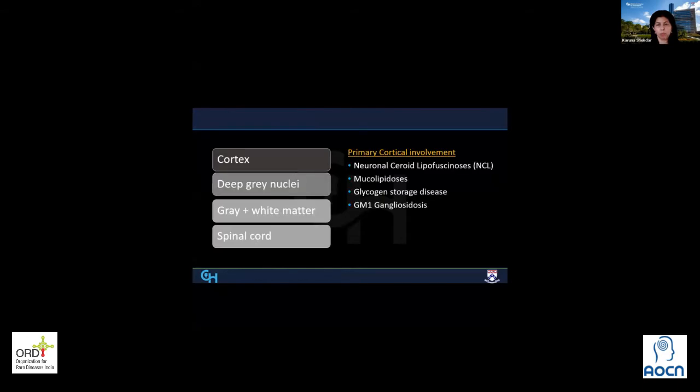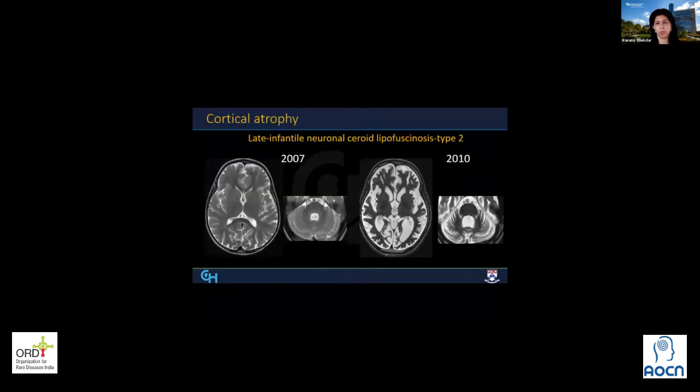So now we move on basically to the next group. And when we are evaluating gray matter disorders, what are the conditions that would primarily affect the cortex? So this is the list of conditions, but I think I'm going to talk only about the first one, NCL, neuronal ceroid lipofuscinosis, because this is a condition that produces dramatic atrophy.